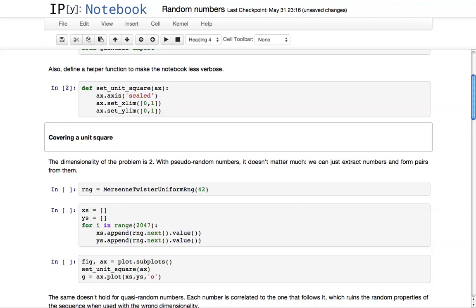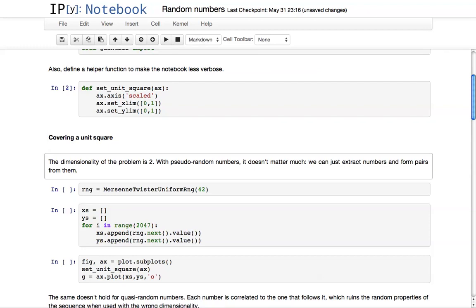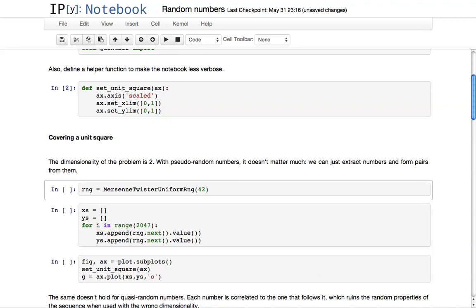So let's take, in this case, a very simple problem. We just want to cover a unit square, so the dimensionality is 2. How does this matter when generating random numbers? Well, if you're using pseudo-random numbers, it doesn't. When you need a pair, I mean one point in the unit square, you can just extract one random number, and that's your x, and then another, and that's your y. You keep drawing numbers and generating pairs in this way. So that's what we're going to do in this first part of the notebook.